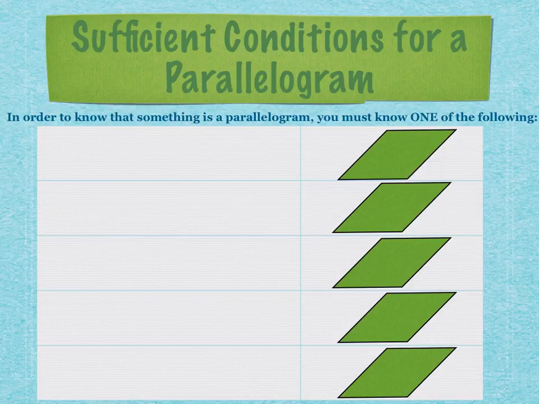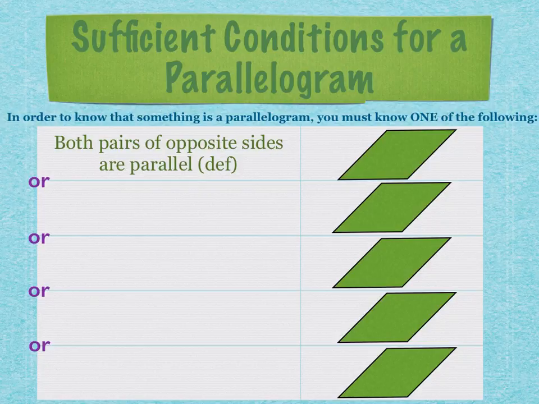So if I meet any of these conditions, that guarantees that I have a parallelogram. Sorry, my mind just went blank. So with all of these, it can be any one of these 5 conditions. I don't need to have 2 of them. I don't need to have all of them. I just need one. And that's what all of the ors are for. So the first one is that both pairs of opposite sides are parallel. That is our definition of a parallelogram.